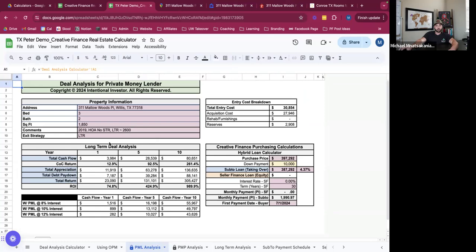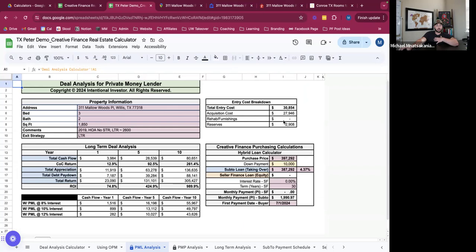if you're going to use a private money lender, this is all you really need to show them. Okay, here's my total entry cost, here's what it's going to cover, acquisition fees, and this is what I have saved for reserves, right? Of the $30,854, this is going to paying off any acquisition costs. Here's the reserve I'm saving up for. We don't need money for rehab or furnishings.